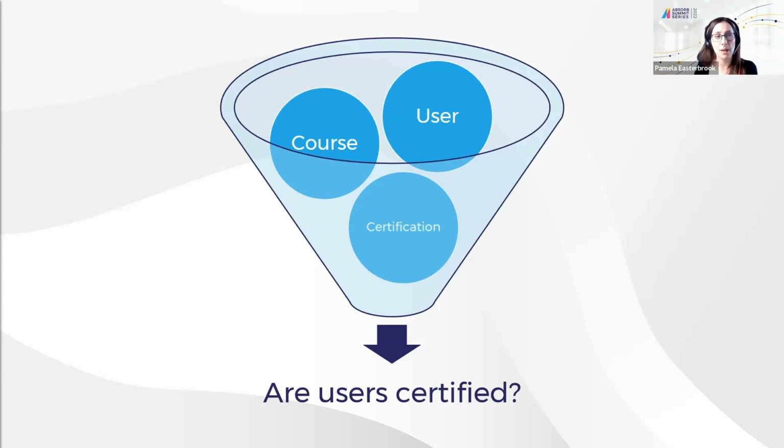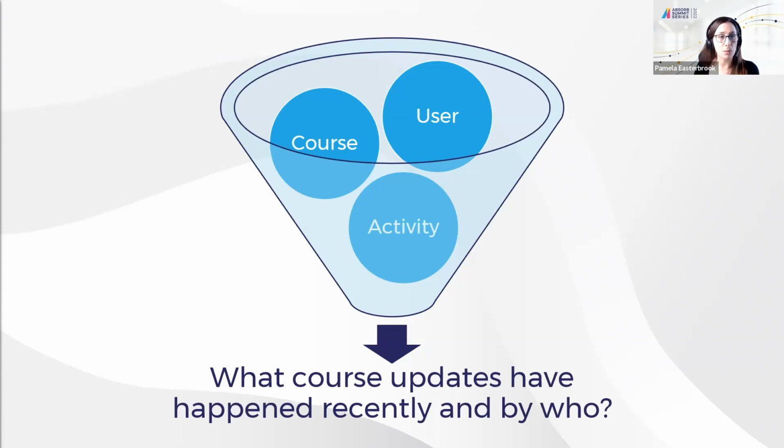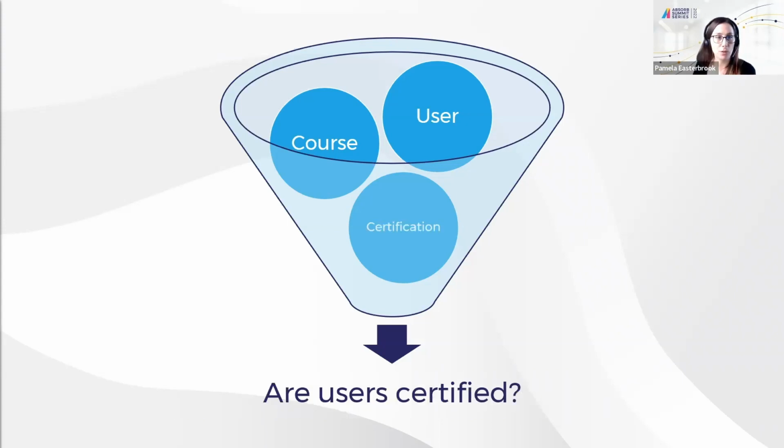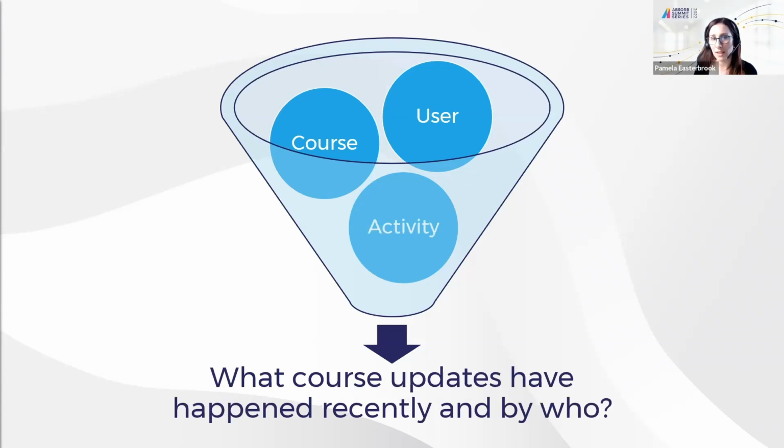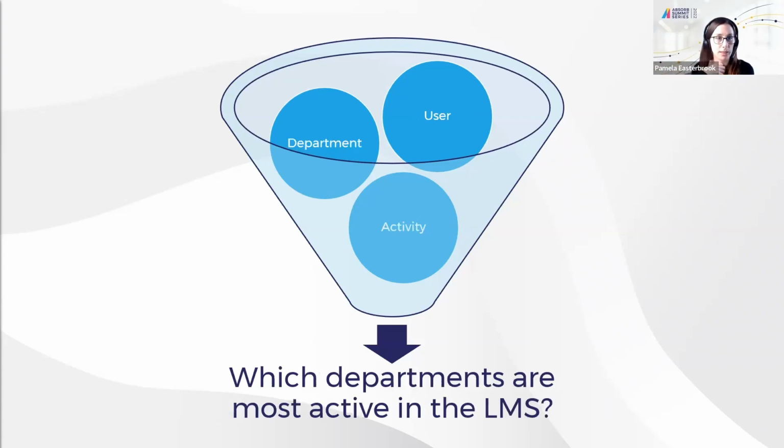In another example, if I go back and forth, we switch out our certification concept for our activity concept. And by using two similar data sets, but switching out a third, we can now ask what courses have been updated recently and by who, and answer an entirely different question. But again, understanding which contexts and which concepts you need to access helps you get to the root of that question more quickly.